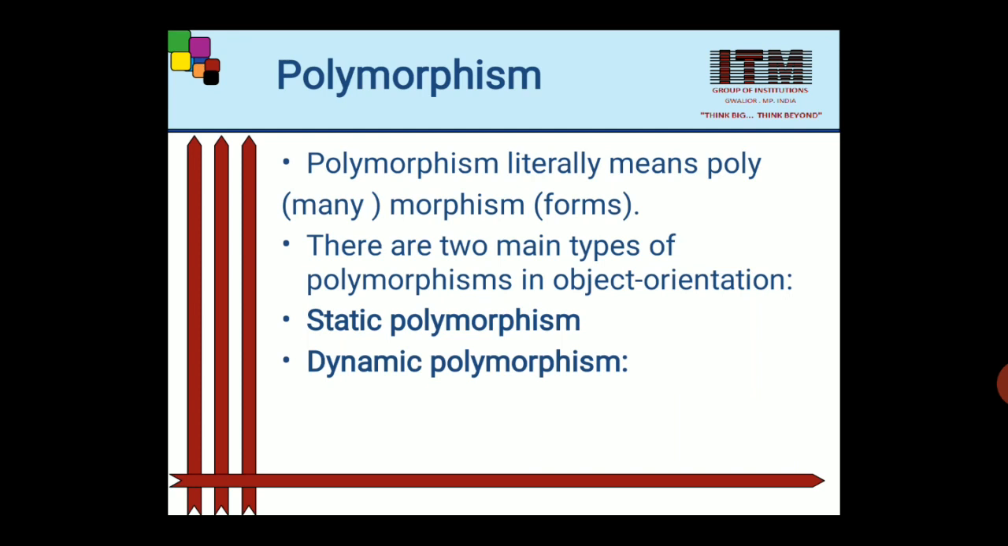Static polymorphism occurs when multiple methods implement the same operation, and dynamic polymorphism is also called dynamic binding. In dynamic binding, the exact method that would be invoked on a method call can only be determined at run time and cannot be determined at compile time.